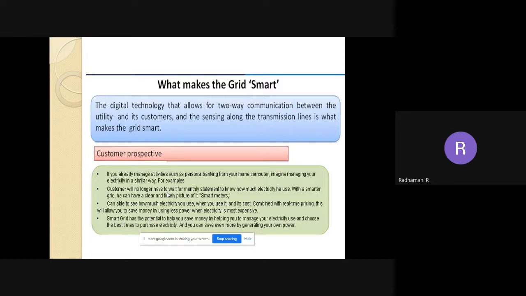Okay. So the smart grid has the potential to help us save money by helping you manage your electricity use. Because if you know how much energy is used, with the help of this information we can calculate the tariff and also reduce the usage of electricity. When you reduce the usage, automatically it will reduce the electricity bill. So the smart grid helps us to save money.